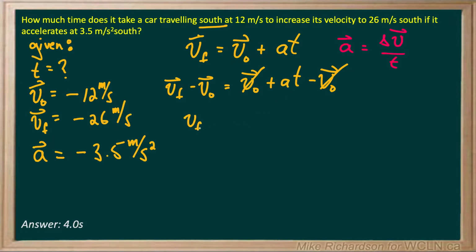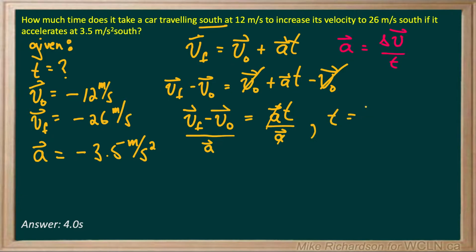So my left-hand side looks like this, v final minus v initial. And my right-hand side was a times t, where a is a vector. Divide both sides by a, and I get my expression. The time is given by v final minus v initial all over acceleration. Now all we have to do is put in the numbers.